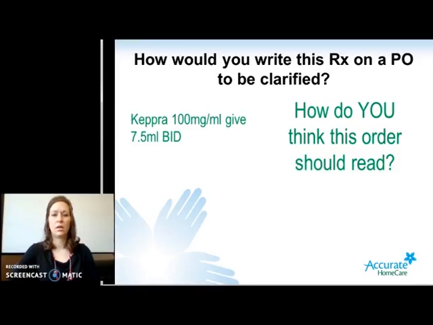So you receive an order, or you are told an order, for Keppra 100 milligrams per milliliter. Give 7.5 milliliters BID. How do you think this order should read?